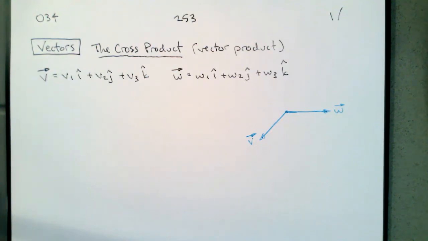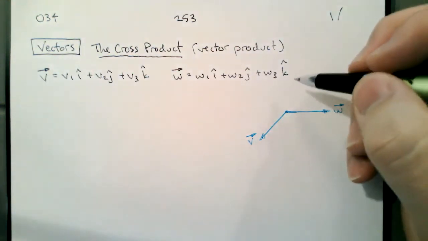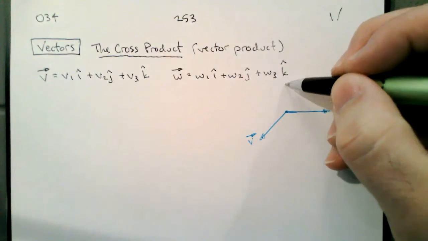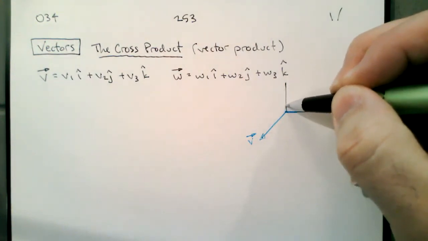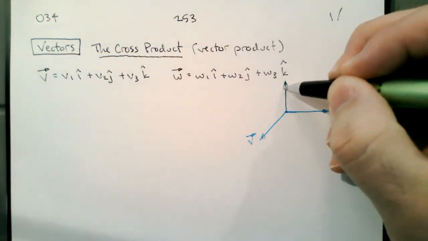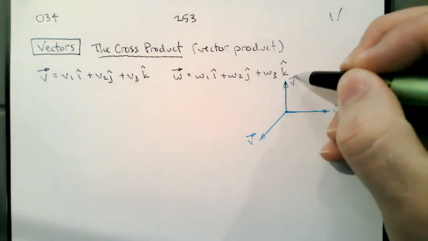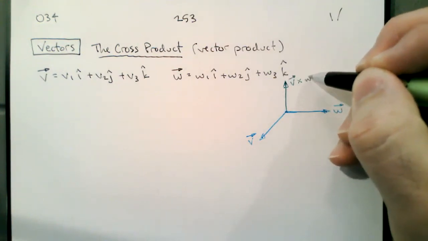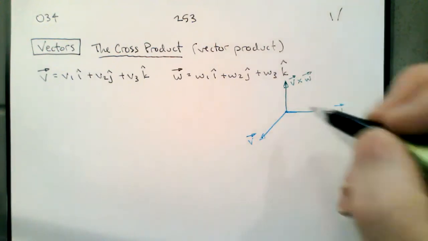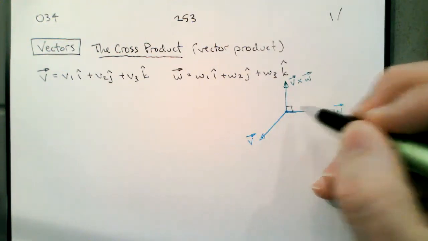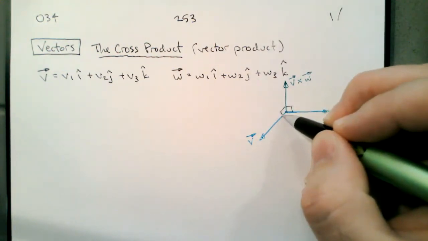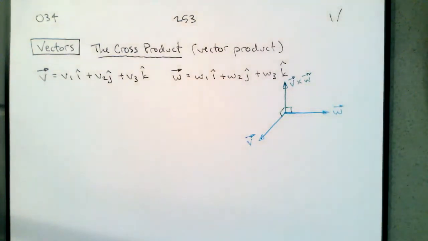So v cross w is a way that we can find one of those vectors. v cross w will be perpendicular to v and perpendicular to w. So here v cross w will be perpendicular to w and also perpendicular to v. Now, this is not the only vector that is perpendicular to both v and w. There's also one going the other direction.